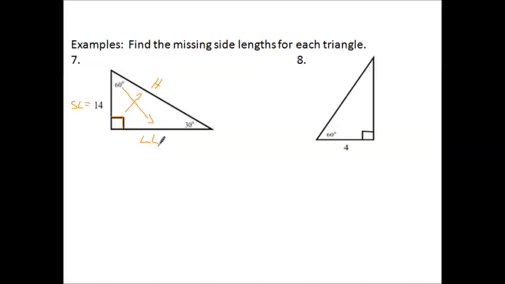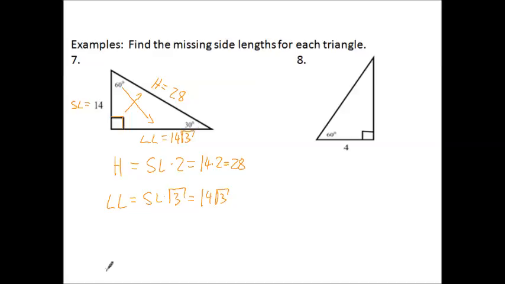So using our formulas, the hypotenuse is equal to the short leg times 2. That means 14 times 2, or 28. And our long leg is equal to the short leg times the square root of 3, which is 14 square roots of 3. And that's it. We found our three sides. Okay, now go ahead and stop the video and try number 8 yourselves and compare your work with my answers.